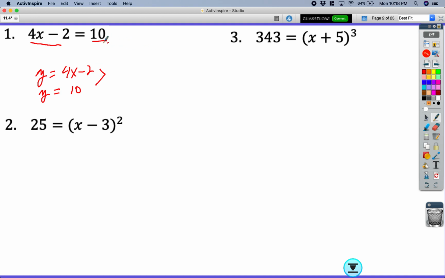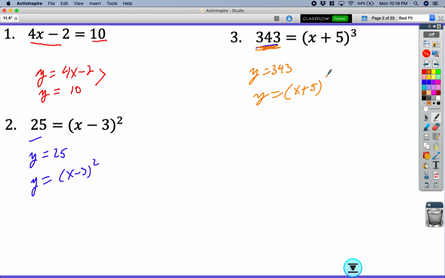So instead of moving 2 onto the right side and dividing by 4, we're basically going to set up two equations for each one. Once again, on this second equation down here, it looked like y equals 25, and then the next equation would be y equals x minus 3 squared. And finally, my last one over here on number 3 would look like this: y equals 343 and y equals parentheses x plus 5 cubed.